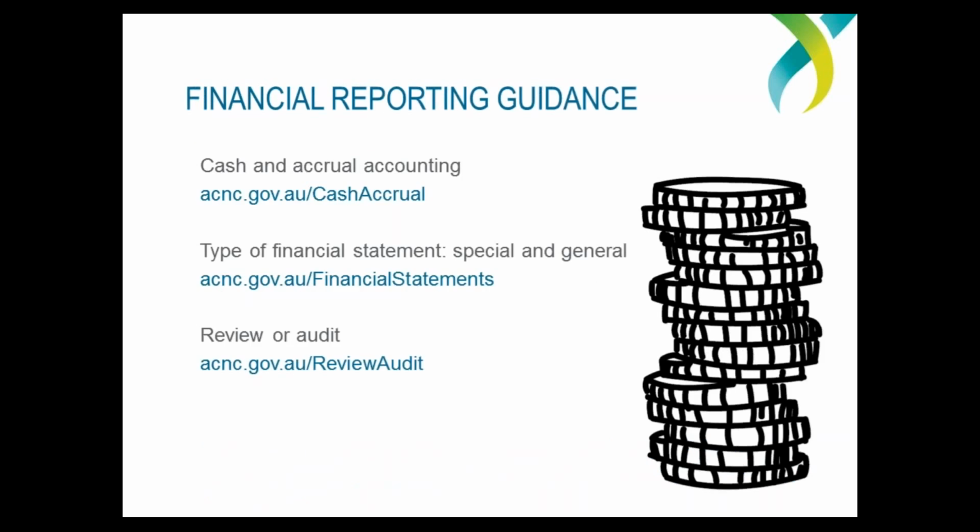And just for some more guidance that we've got available, this slide here references some other guidance on more specific financial topics relevant to the 2016 AIS. And that includes some guidance on cash and accrual accounting, and that's one of the questions in the AIS, so it's important to understand the differences between the two. We've also got some information on special and general purpose financial statements, and we've got some information on the difference between a review and an audit, as well as the requirements to have one or the other. So depending on your size, you may need to have an audited review or an audited financial statement, for example.